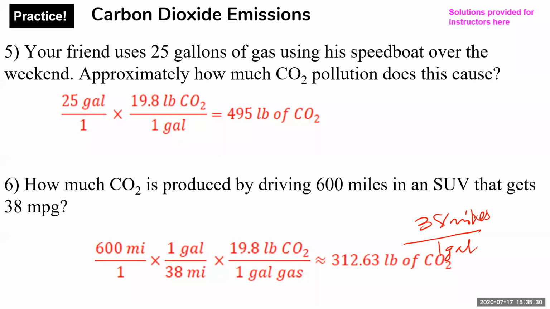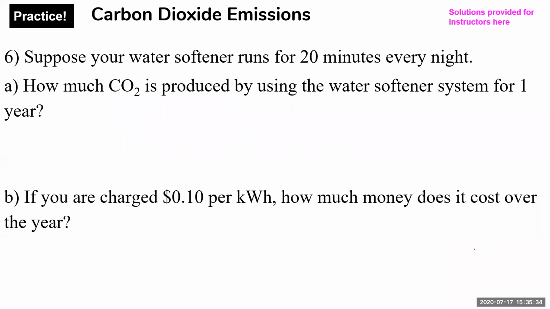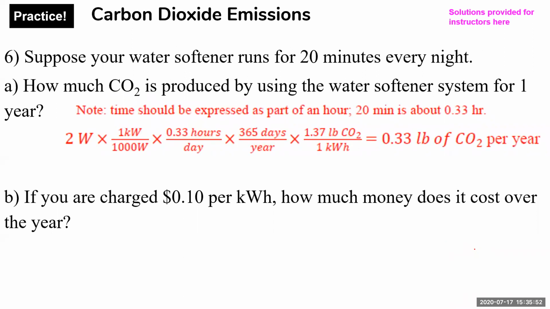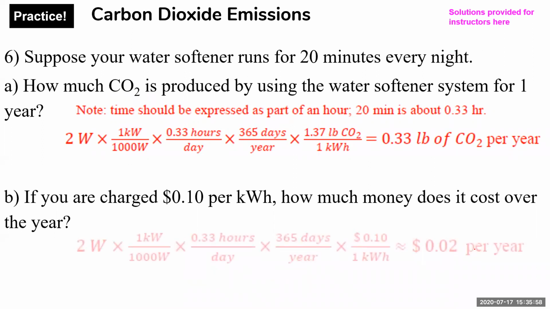And then you multiply by 19.8 pounds of CO2. Suppose your water softener runs for 28 minutes every night. You look for the water softener on page 181, and the water softener is 2 watts. You change that and then you multiply.